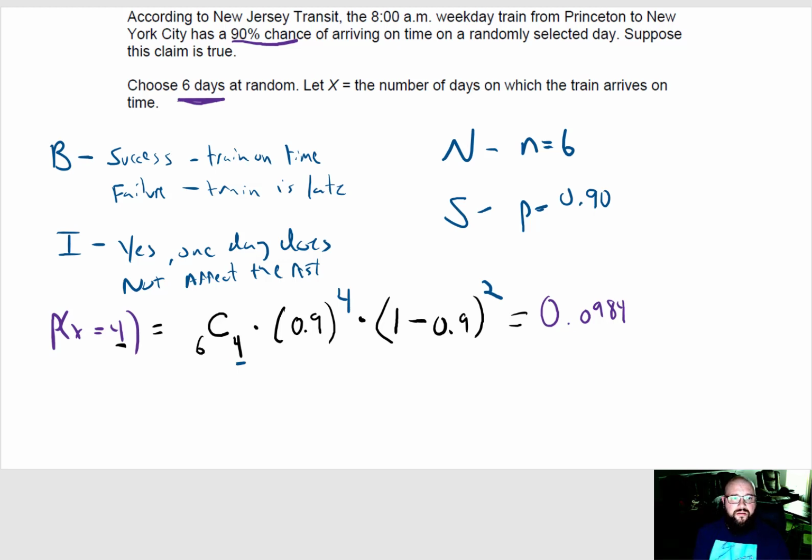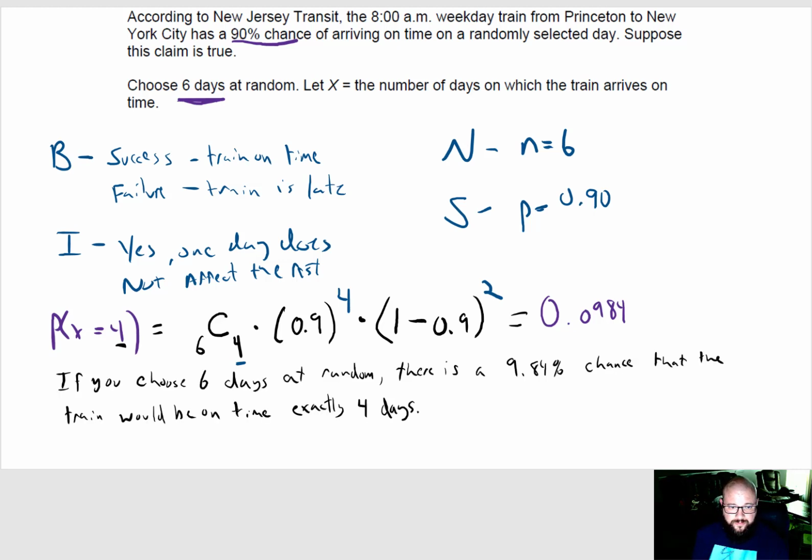Okay. So again, what this is saying is, if you choose 6 days at random, there is a 9.84% chance that the train would be on time exactly 4 days. Out of those 6 days, there is a 9.84% chance that on 4 of those days the train will be exactly on time. Alright, so I wrote it out so you can see it. So 4 out of the 6 days, there's a 9.84% chance it'd be on time.